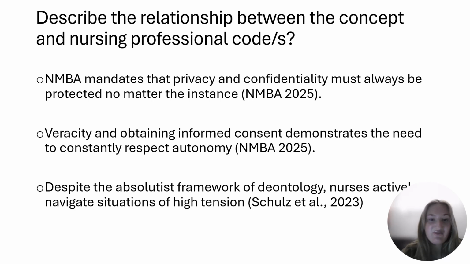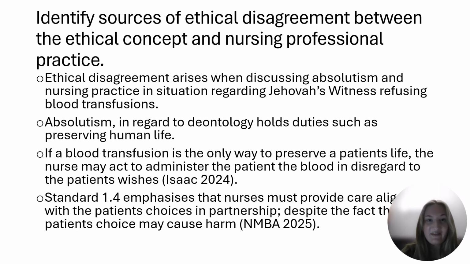Despite the absolutist framework of deontology, nurses must actively navigate situations of high tension, forcing themselves to balance virtue ethics, ethics of care, and consequentialism when facing a dilemma such as resource allocation, which is very common in rural settings in Australia. Often, ethical disagreement arises when discussing absolutism and nursing practice in situations regarding a Jehovah's Witness refusing blood transfusions.